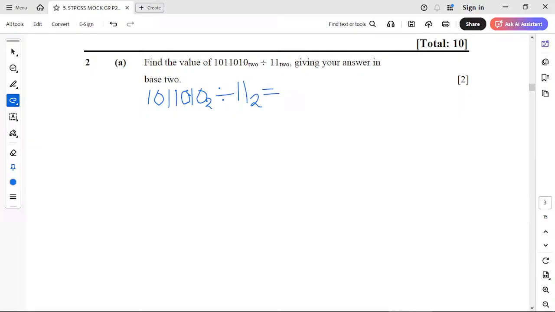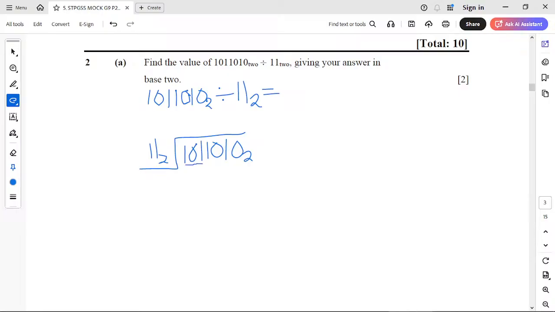To find the quotient of this expression, we're going to use long division. So long division, we are going to put 1 1 here, and the dividend will be here, 1 0 1 1 0 1 0. You can ignore the base numbers, it's okay, but when giving the final answers, you put the base number or you can include them. So what we do now is we start dividing. 1 1 into 1, it can't. 1 1 into 1 0, it can't. 1 1 into 1 0 1.